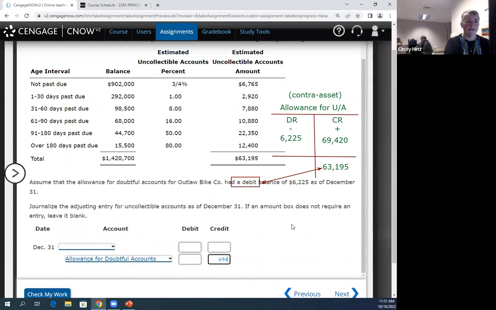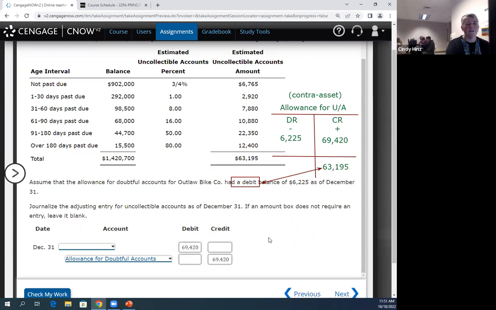We need to credit 69,420 to that account to bring it to the balance that we know should be in there, because we analyze the aging. We know it should have 63,195 in there. It doesn't. So we have to make an adjusting entry to bring it up to the balance that we want, 63,195 credit.